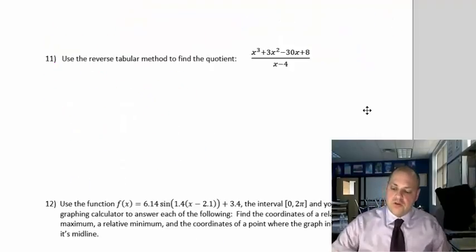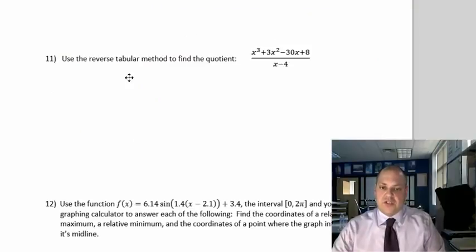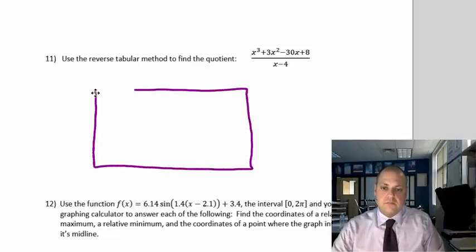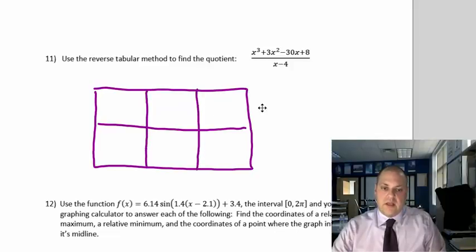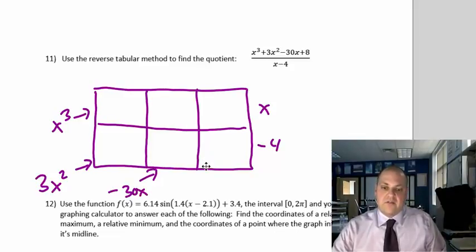Page 3. Use the reverse tabular method to find the quotient. So reverse tabular, you're going to need a 3 by 2 for this one. Alright, so I got x minus 4. This is going to be x to the third here. This diagonal is going to be 3x squared. This diagonal is going to be negative 30x. And this diagonal is going to be 8.